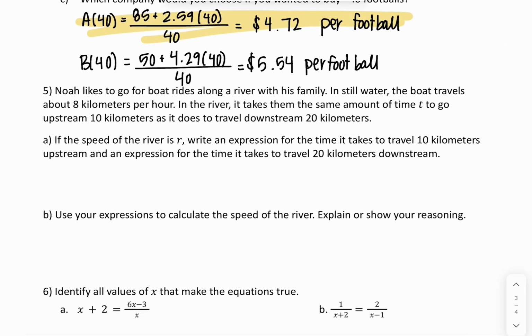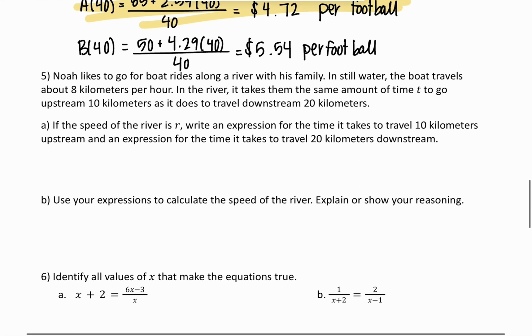And then Noah likes to go for boat rides along the river. In still water, the boat travels 8 kilometers per hour. In the river, it takes the same amount of time to go upstream 10 kilometers as it does to travel downstream 20. If the speed of the river is r, so this is either working for or against the boat, we're going to write expressions for the time it takes to travel 10 kilometers upstream and 20 kilometers downstream.